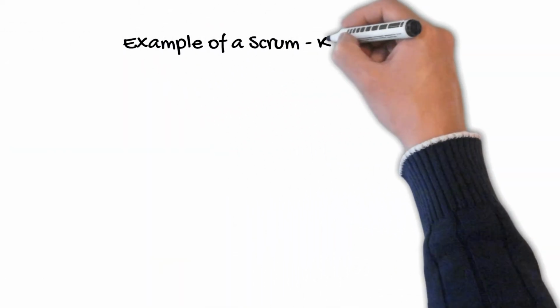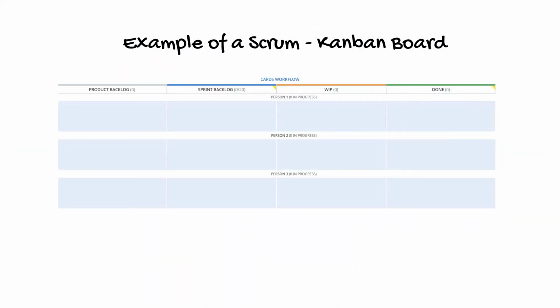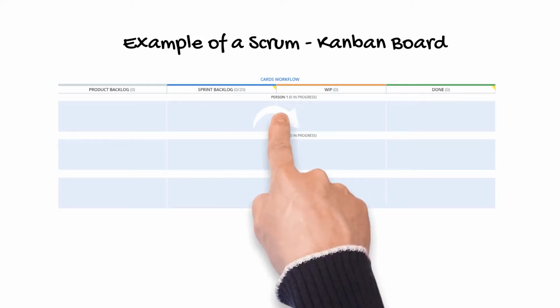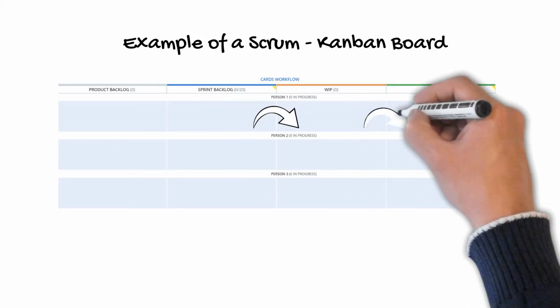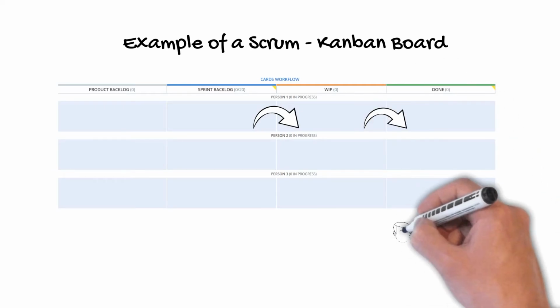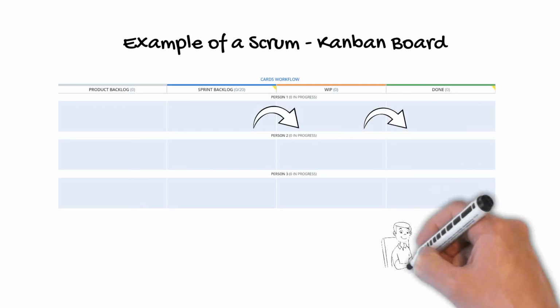Here you can see an example of a Scrum Kanban board, where team members have their own lane and will be able to track the cards that they have in their sprint backlog, moving them left to right as they are being worked on and accomplished.